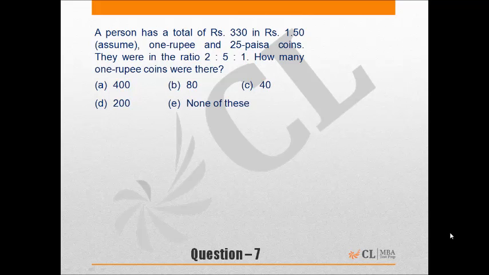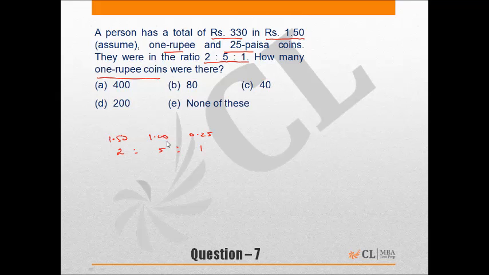Question 7. A person has a total of rupees 330 in 1 rupee 50 paisa, 1 rupee and 25 paisa coins. They were in the ratio of 2:5:1. How many 1 rupee coins are there? So 1.50 rupee coin if it is possible. Then you have 1 rupee coin and then you have 0.25 rupee coins. They are in the ratio of 2:5:1. The starting point for me, the question says, is how many 1 rupee coins are there?